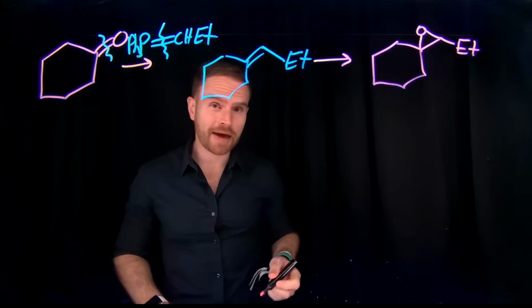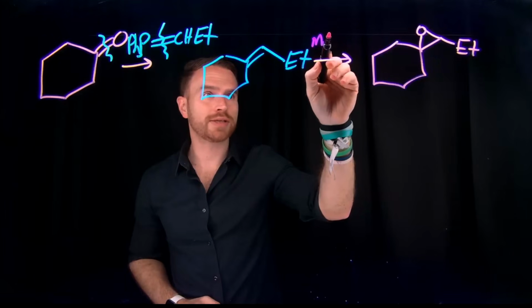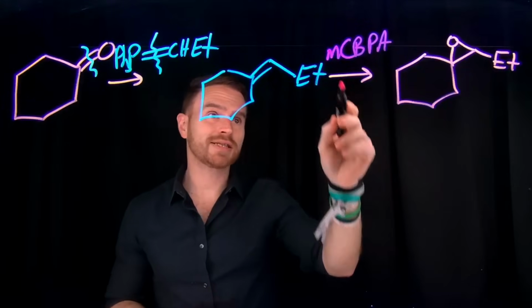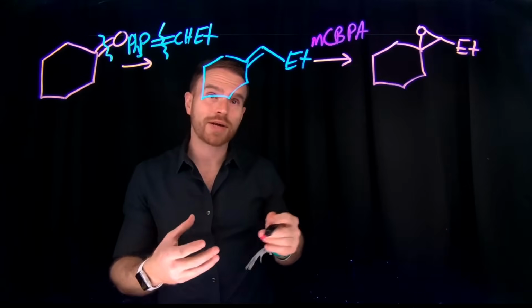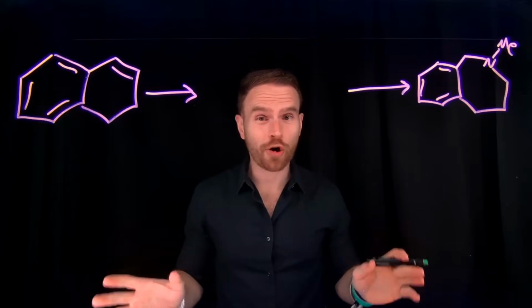And then the common pathway to make epoxides in organic chemistry is to use a compound known as M, which stands for meta-chloroperoxybenzoic acid, and this is known as mCPBA, and it's how we attach an epoxide to what used to be an alkene. This transformation looks much harder than it really is.